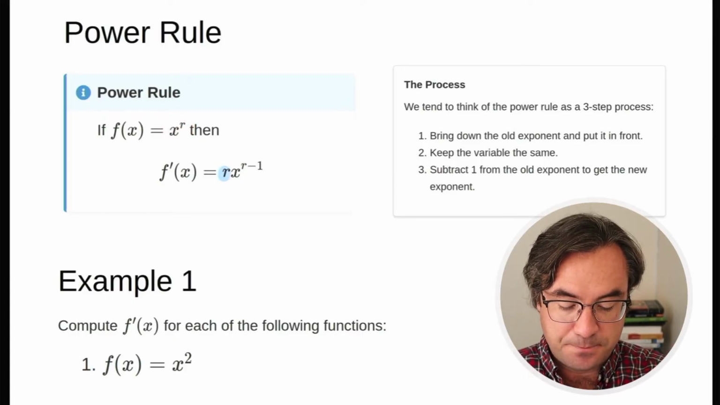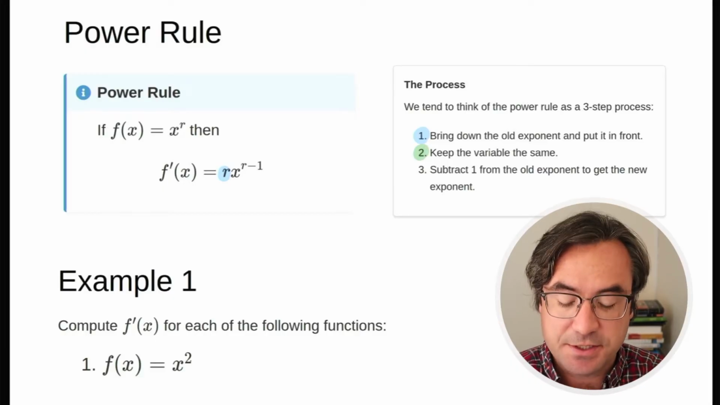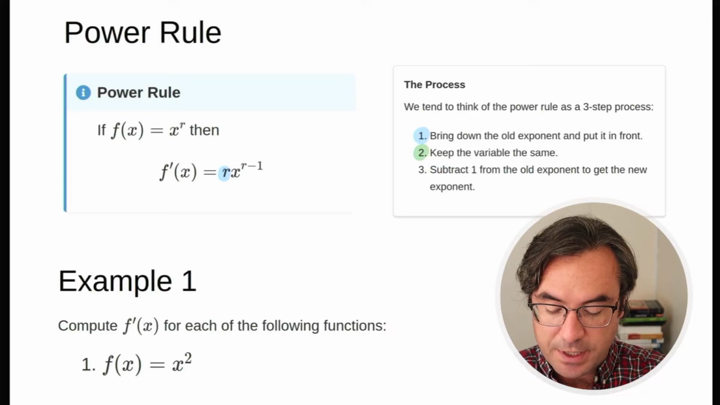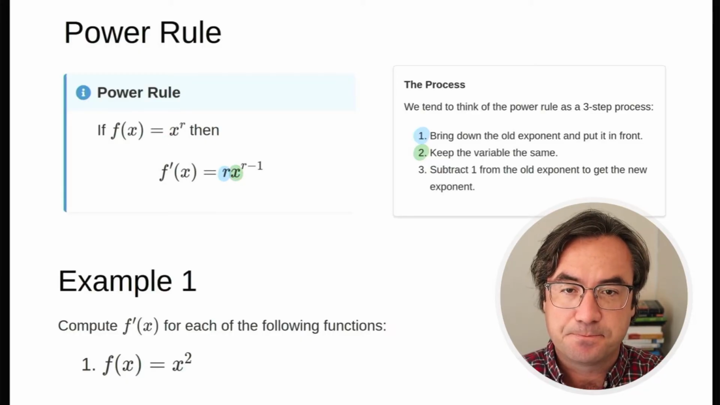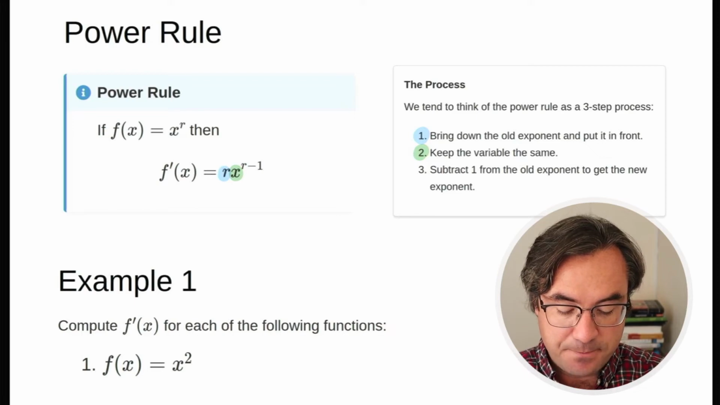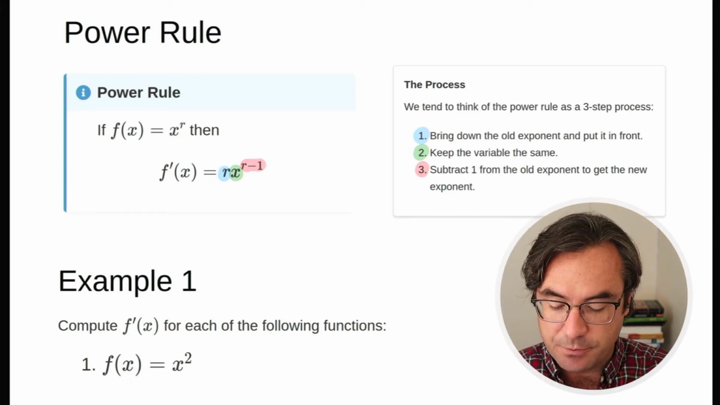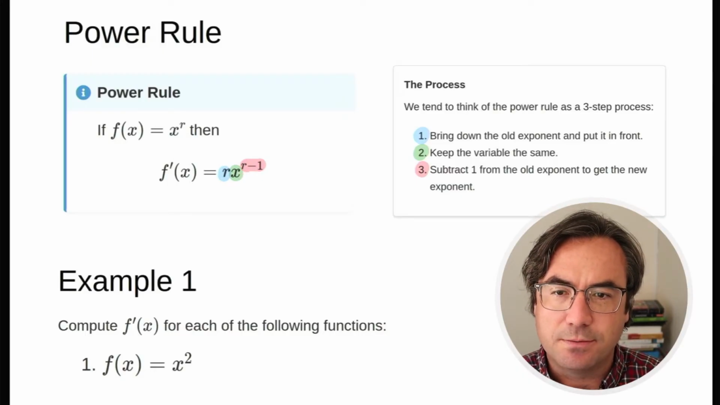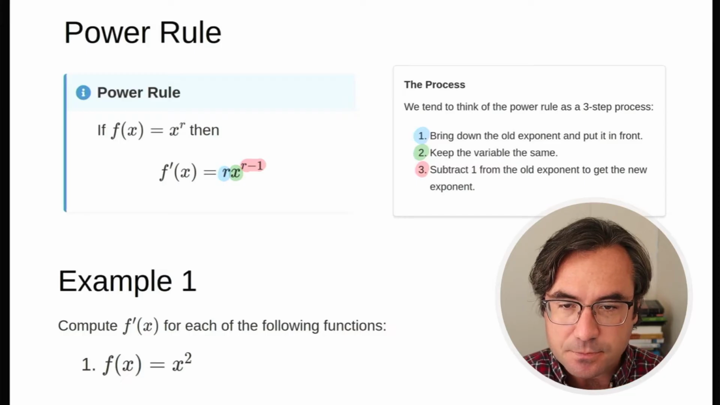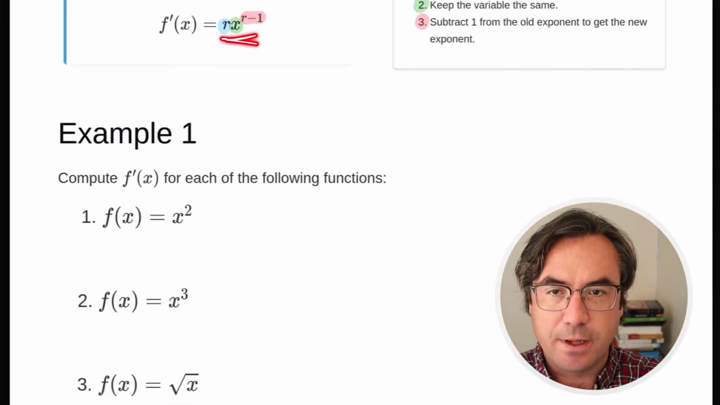Step 2 is whatever variable we're using, we keep it the same. So we start with an x, we're going to keep an x. And then step 3 is we subtract 1 in the exponent. So it would be r minus 1. Okay, so that's our power rule. Let's see it in action. So let's look at example 1, and we'll keep this rule in mind.